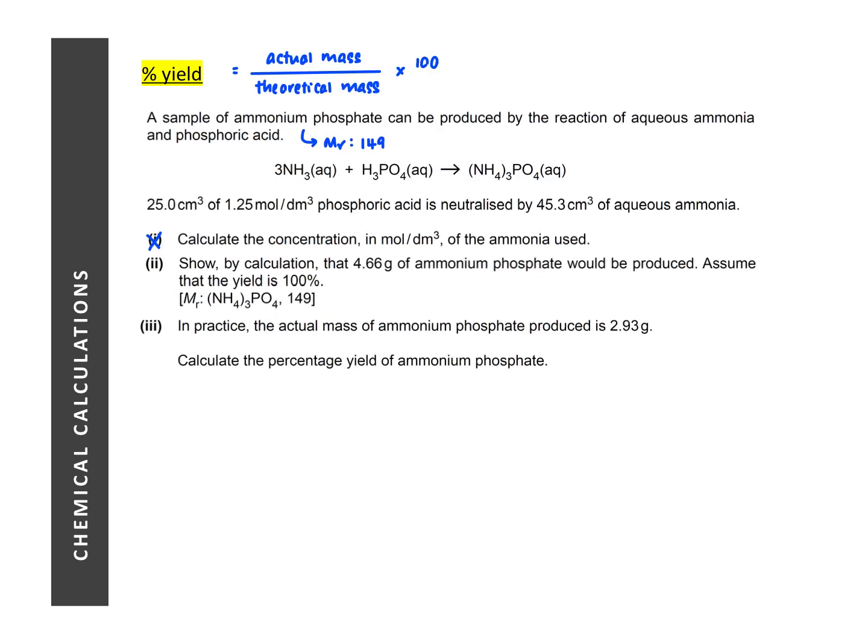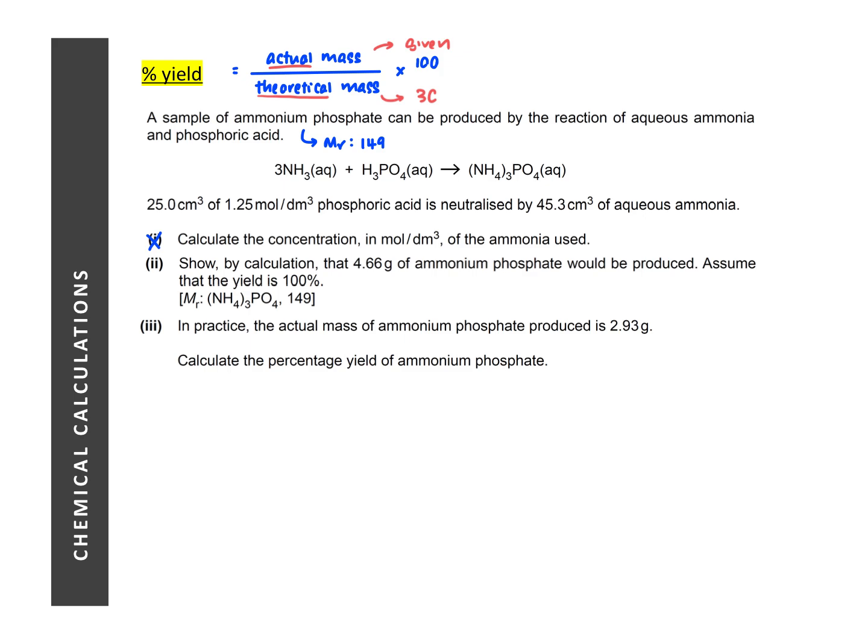Now we look at a percentage yield question. For a percentage yield question, it's very important for you to first recall the equation for percentage yield, which is actual mass over theoretical mass times 100. Now for percentage yield questions, usually the actual mass is given in the question, whereas the theoretical mass you need to calculate using 3C from the amount of some reactant.